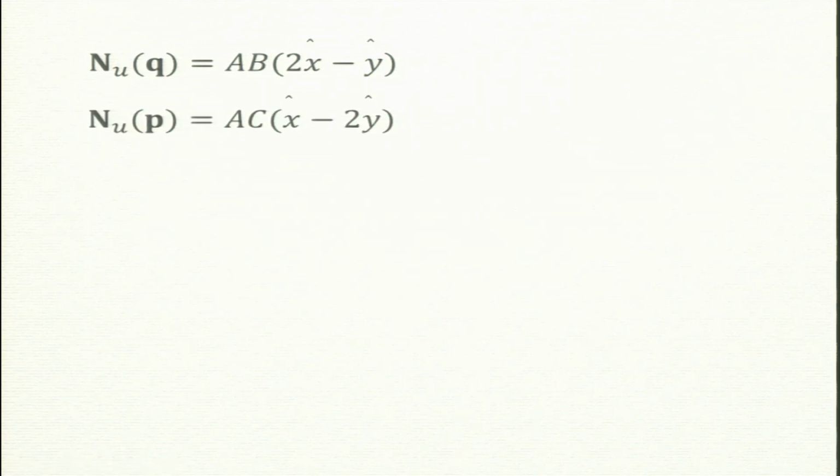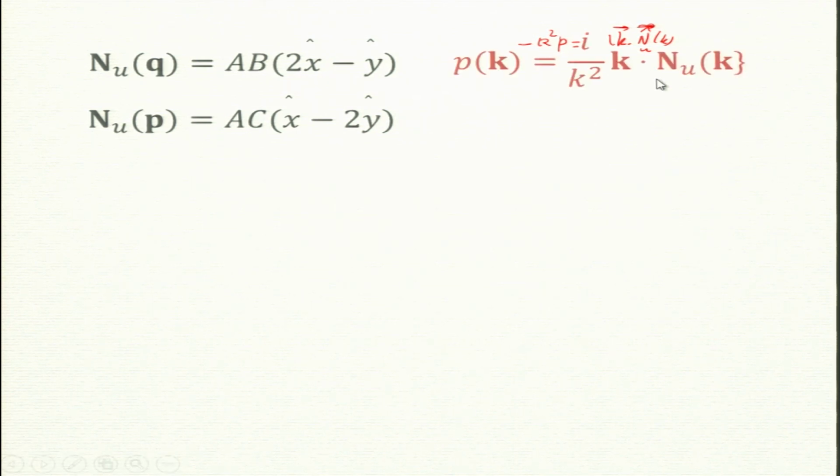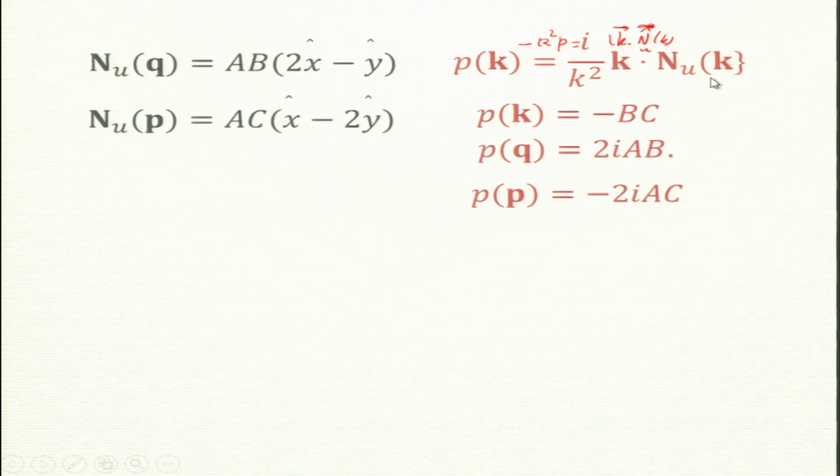Given the nonlinear term, what about the pressure term? You know how to compute it. Minus k squared p is i k dot n k, something like that. I may not get the sign right, but this is what it is. Since I know the nonlinear term, I can compute the pressure. No n hat, just n. Do the algebra and you get this formula. And these are 3 pressures, they are all non-zero.